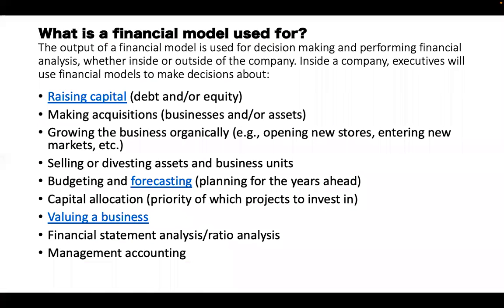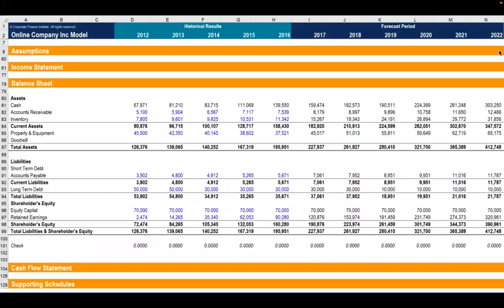Now the question arises: what is the financial model used for? Why do we use financial models? The output of a financial model is used for decision making. So this is our output model, our output based on our historical data.